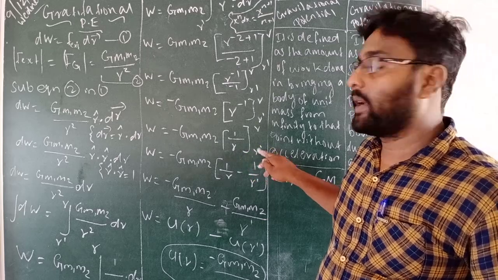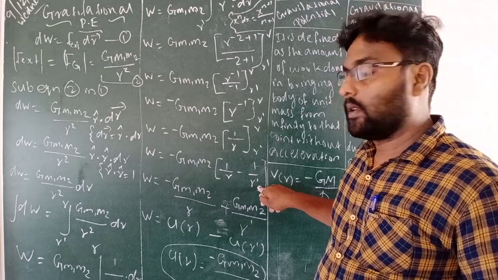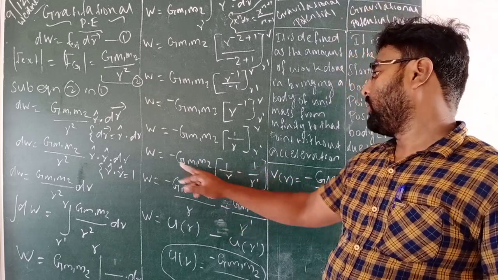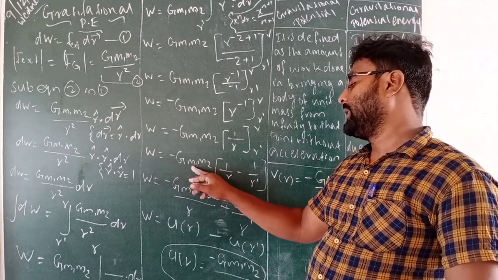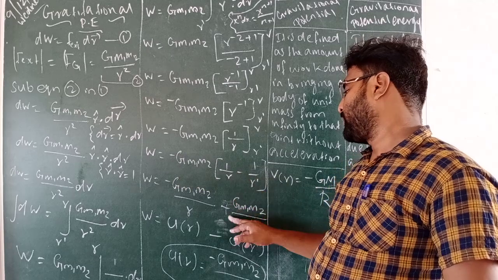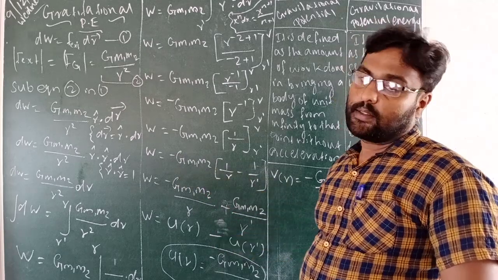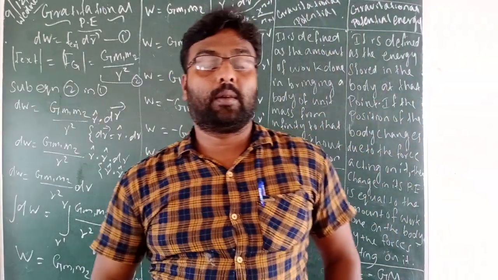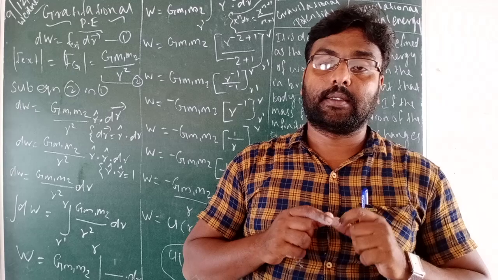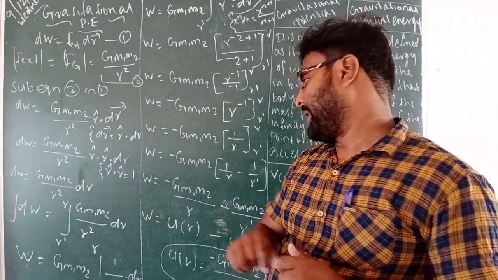So we can apply the upper limit R and lower limit R dash. So upper limit minus lower limit. Now multiply this: minus Gm1M2 by R, minus into minus plus, then Gm1M2 by R dash. This is the gravitational potential energy UR. So UR is equal to minus Gm1M2 by R.